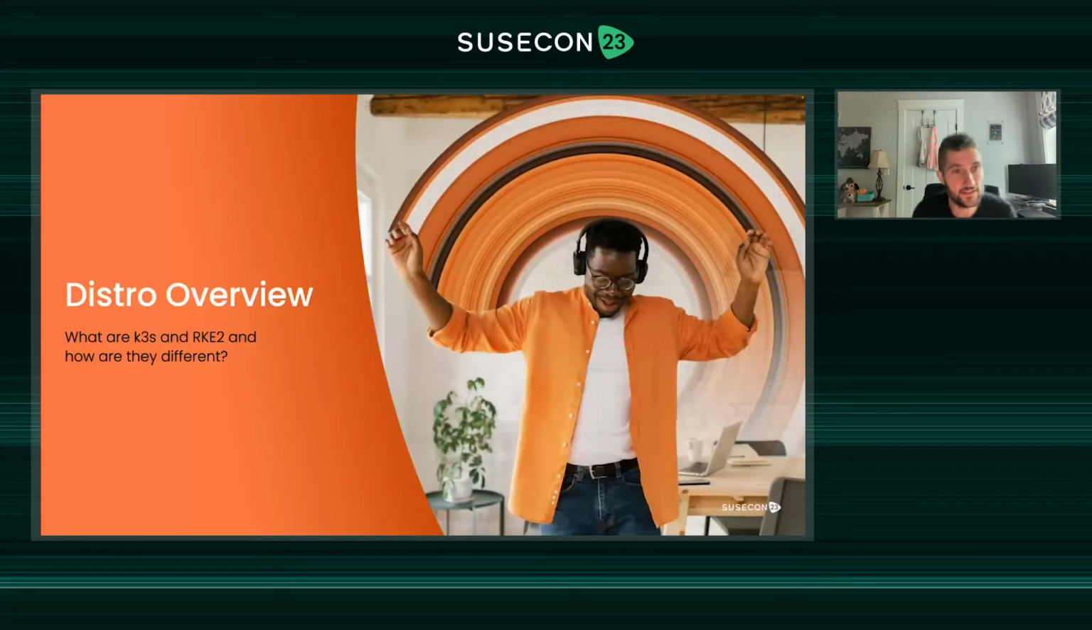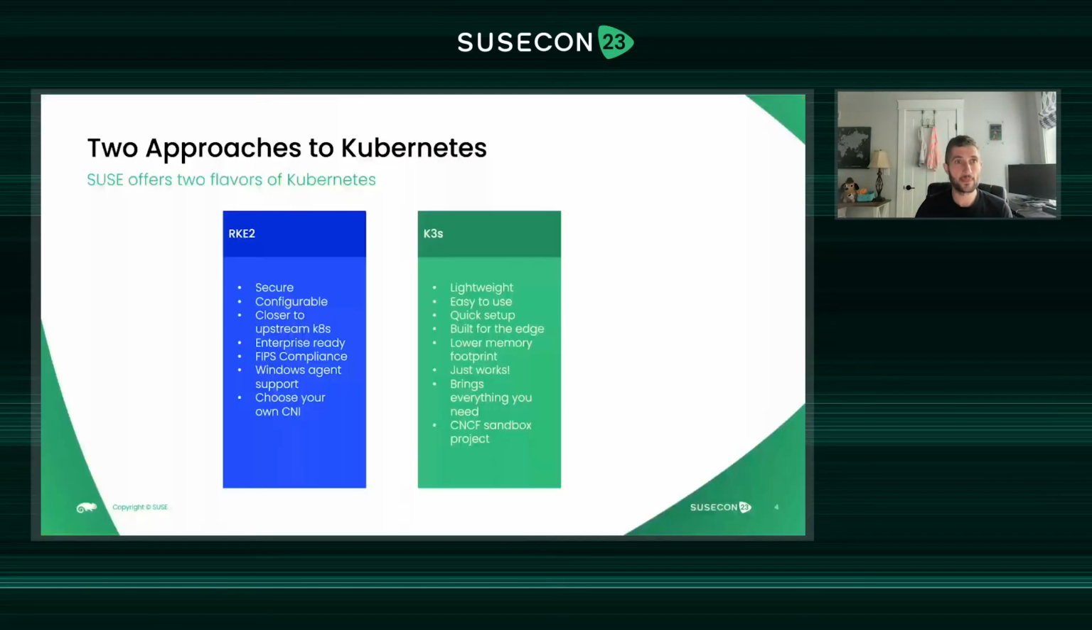All right. So I'd like to start with an overview of K3s and RKE2. What are they? How are they different? And when to use each one. So there are 2 approaches to Kubernetes. Obviously, we have K3s and we have RKE2.